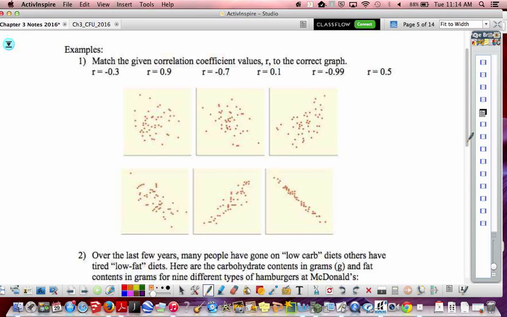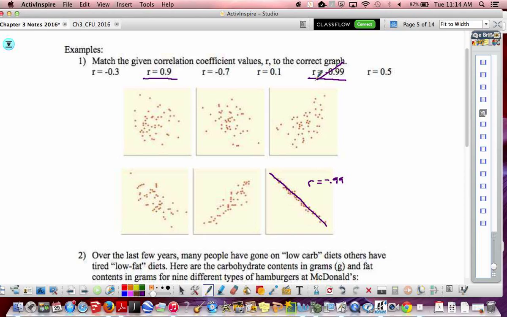So if you were to pick the correct R, which one would you pick? Okay, 0.9, or would you pick negative 0.99? Why are you going to pick the negative? It is going down. So the negative gives you the association with it. So now, I've eliminated the negative 0.99.